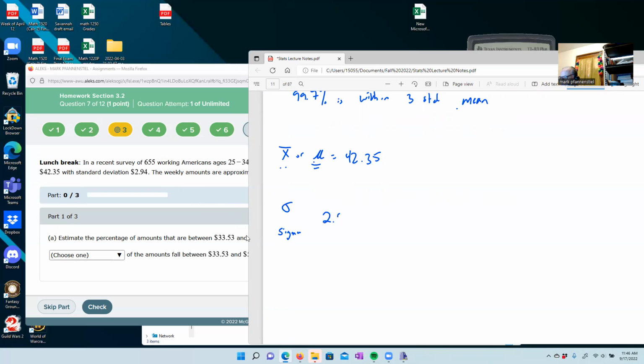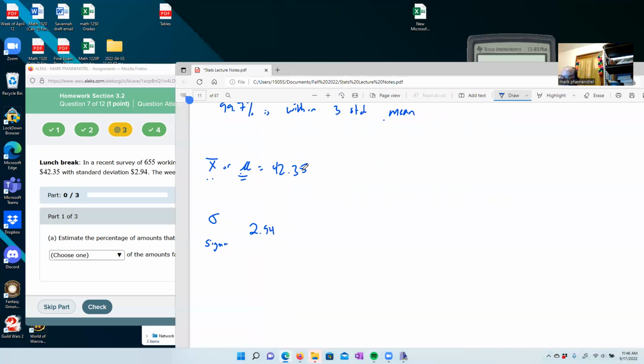Notice I made the assumption that this was a population, even though technically this is a sample. But if it's in this chapter, they generally want us to use the sigma because they want us to use the z formula. So they're going to calculate z scores: x minus mu divided by sigma. That's generally what they want to do.